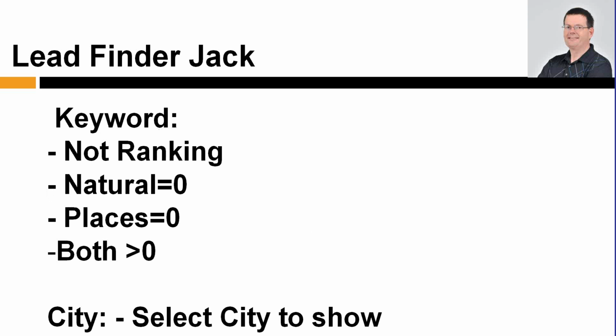So now I'm going to go after the filter option on the campaign screen. You can filter if they rank for a certain keyword, if they rank on page 0, so if they rank on the first page, if they rank in places, or both. And you can filter for a certain city. So let me show you that in Lead Finder Check.